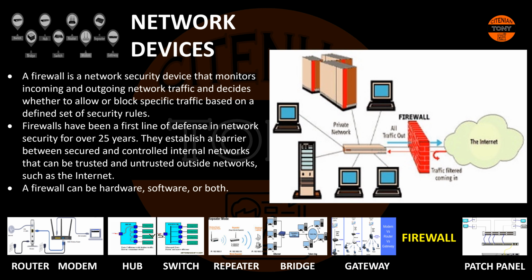Firewall. A firewall is a network security device that monitors incoming and outgoing network traffic and decides whether to allow or block specific traffic based on a defined set of security rules. A firewall has been a first line of defense in network security for over 25 years. They establish a barrier between secured and controlled internal networks that can be trusted and untrusted outside networks such as the internet. A firewall can be hardware, software, or both.